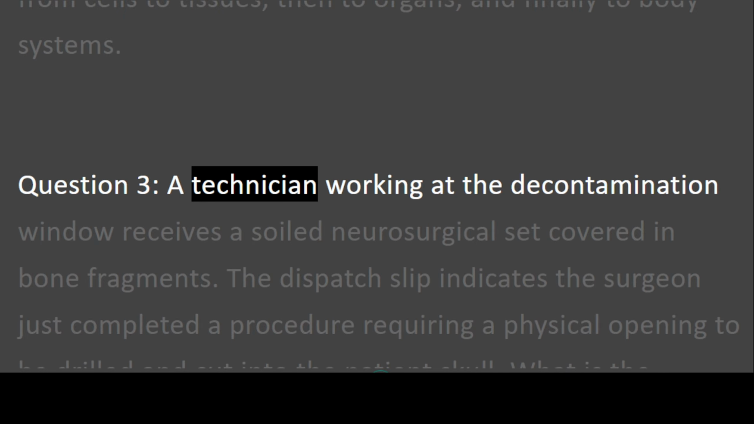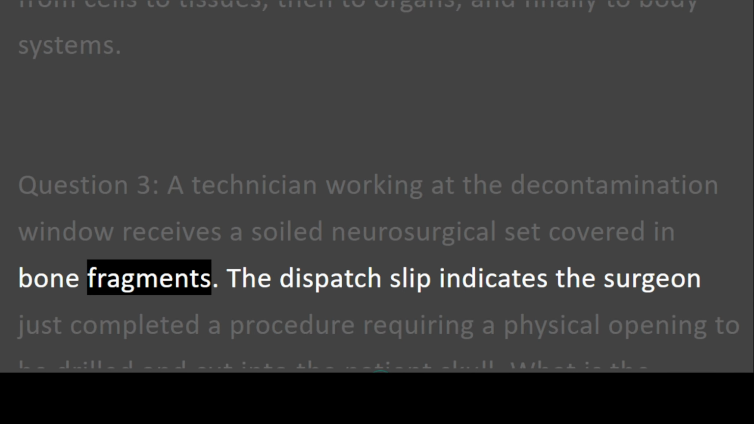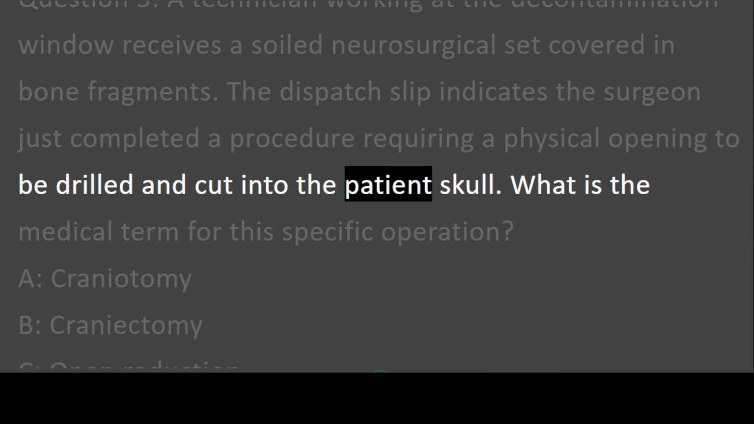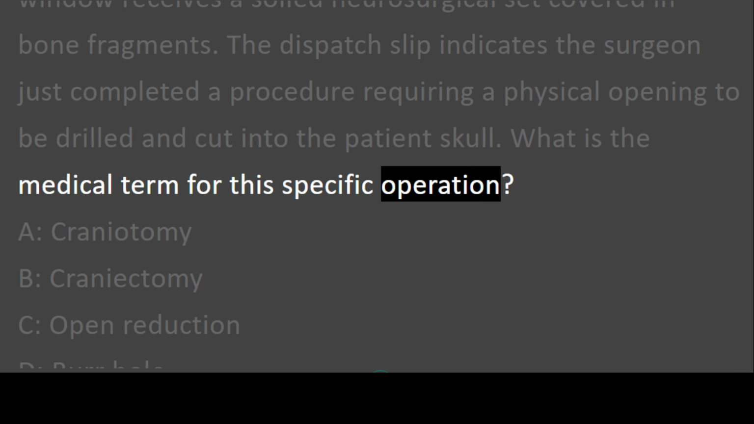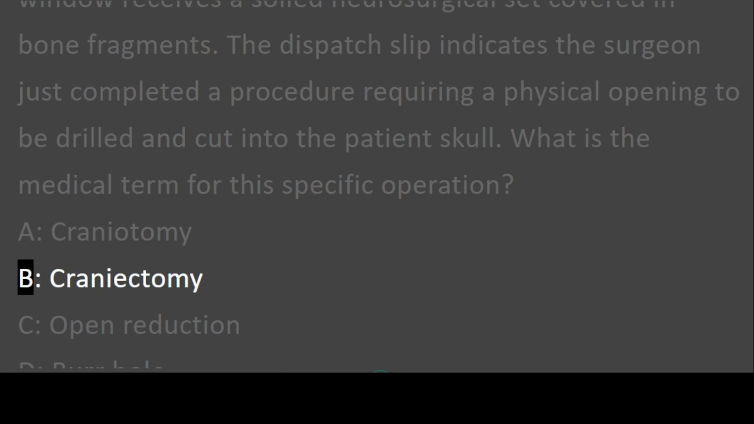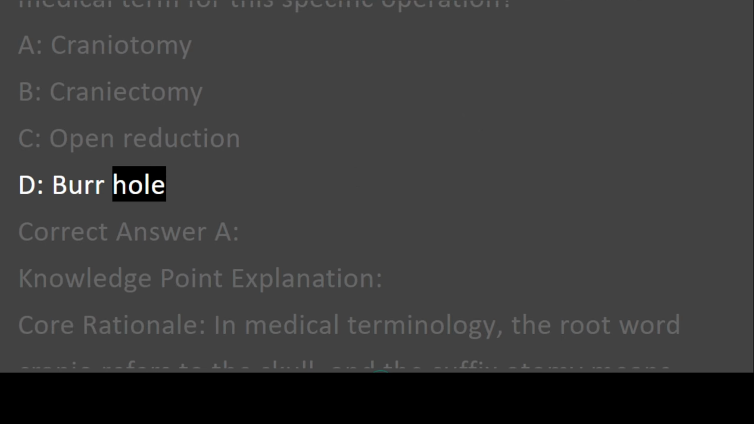Question 3. A technician working at the decontamination window receives a soiled neurosurgical set covered in bone fragments. The dispatch slip indicates the surgeon just completed a procedure requiring a physical opening to be drilled and cut into the patient's skull. What is the medical term for this specific operation? A. Craniotomy. B. Craniectomy. C. Open reduction. D. Burr hole.